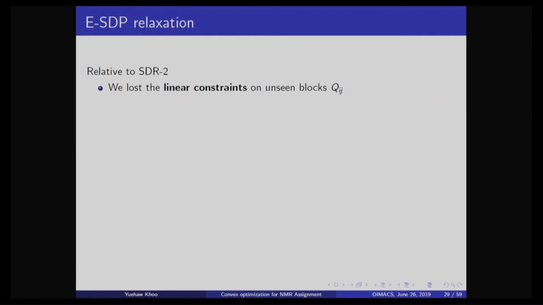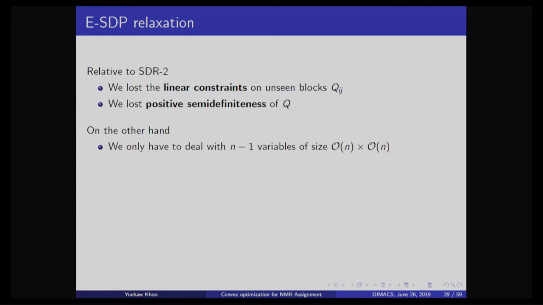All right. So relative to the method proposed by Professor Wolkowicz in the 90s, we lost all the linear constraints of the unseen blocks Qij, and we lost the positive semi-definiteness of Q. On the other hand, we only need to keep n minus 1 variables of size O(n) by O(n). And the operations in the optimization scale like O(n cubed) instead of O(n^6). The key operations are essentially projection to the PSD cone. And now, since we are dealing with size n by n, the operations take O(n cubed) time.